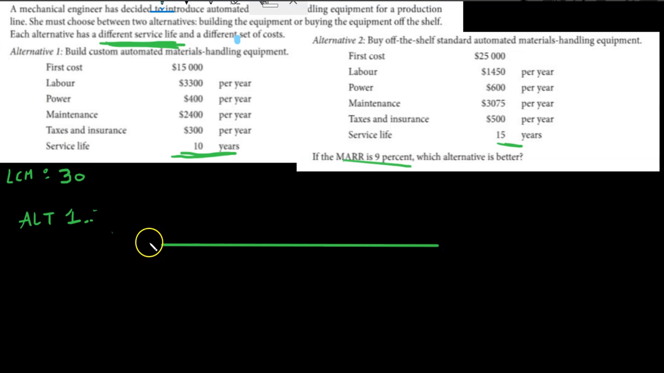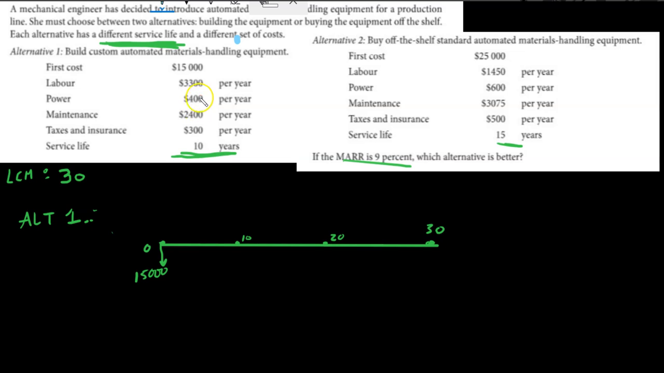So let's go time 0, year 10, year 20, and year 30. These are the significant points. So we have a first cost of 15,000.